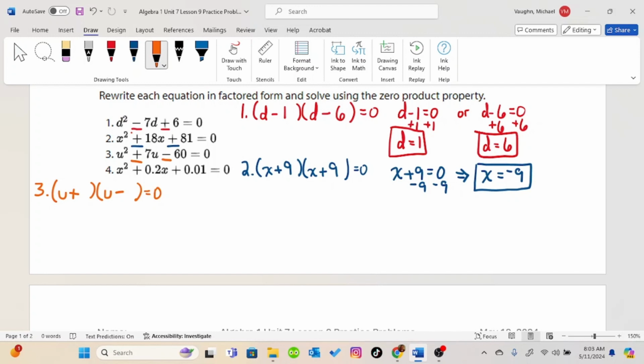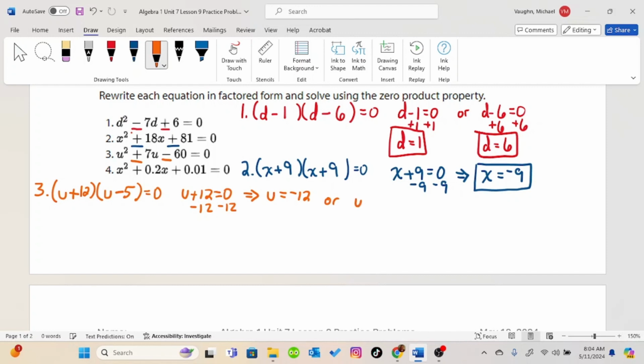So I want my bigger one to be positive. So this is going to be u plus 12 times u minus 5 equals 0. Now I use the zero product property and set them both equal to 0. So either u plus 12 equals 0. We subtract 12 from both sides, and we find out that u equals -12.